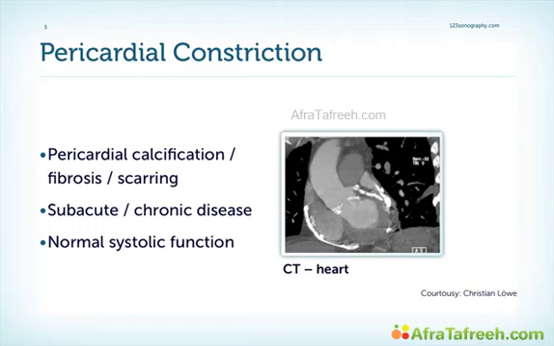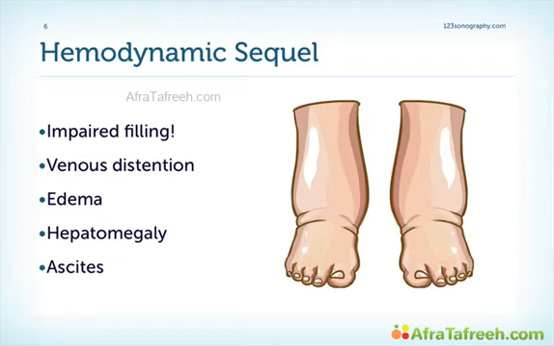An important hallmark of the disease is the fact that patients have normal left ventricular function. The myocardium itself is not affected. It is important to know the hemodynamic sequels and the symptoms of constrictive pericarditis because they can often lead to the diagnosis. And the hemodynamic sequel is that of impaired filling, which causes venous distension, edema, hepatomegaly, and ascites.